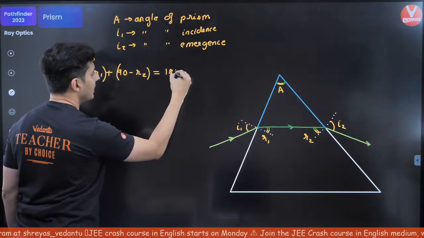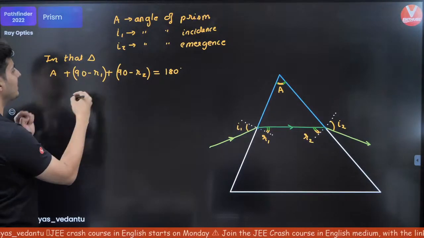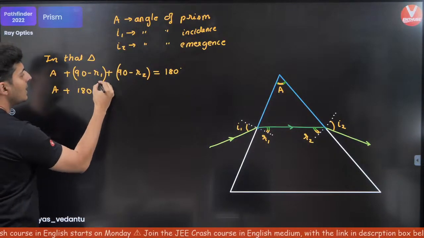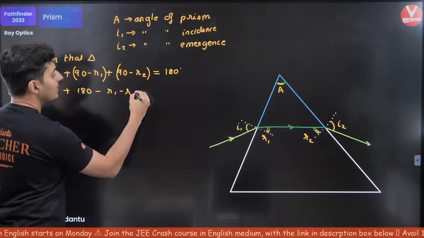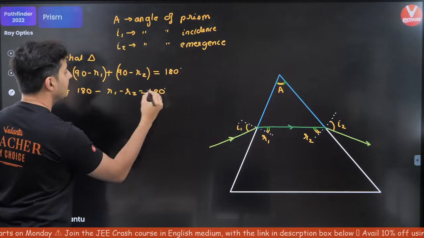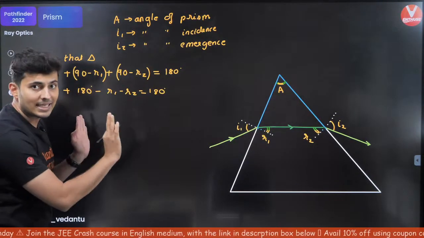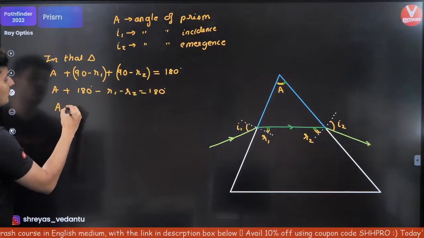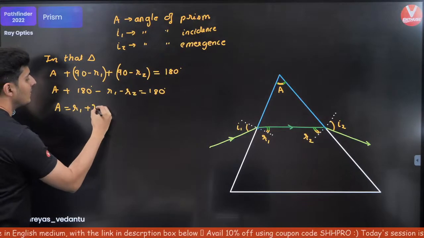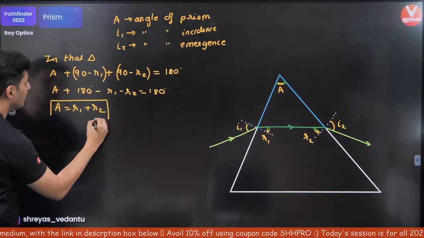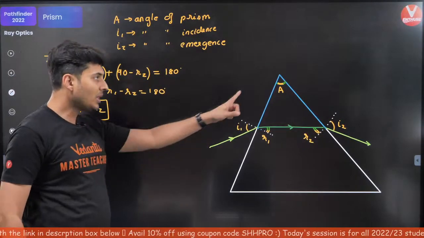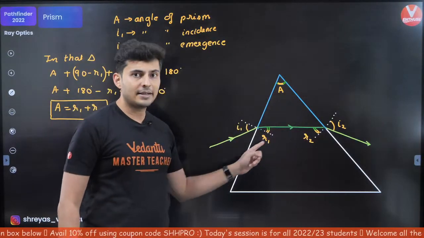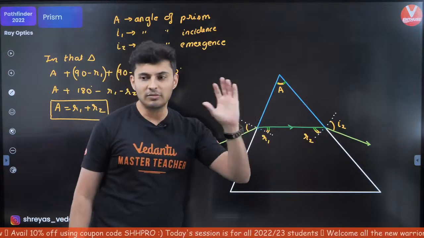It is 180 degrees. 90 plus 90 over here is 180. So minus R1 minus R2 is over here, and this is 180 degrees. Now you can see 180, 180 gets cancelled. So if it cancels, shift R1 and R2 on the other side. So A will be equal to R1 plus R2. This is one beautiful relationship which we have got. The angle of the prism is the sum of the internal angles of refraction of that prism.